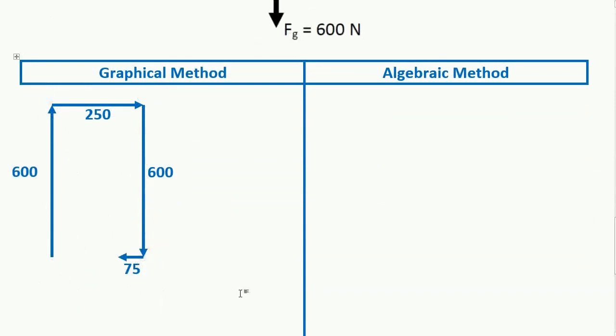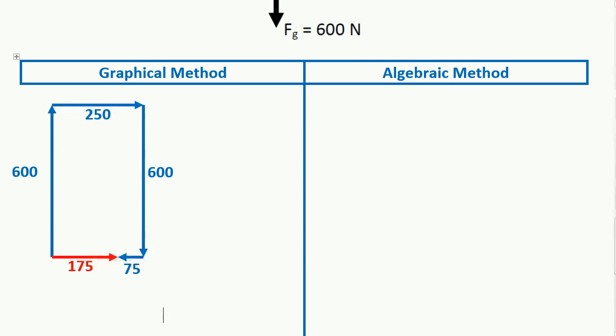Third thing to remember about adding vectors is that the answer we get is called the resultant, and it goes from start to finish. So I started over here, I'm finishing over here, so my resultant should look like that. And the reason I get this number 175 is you can see, well, I went 600 up and then 600 down, so those kind of cancel out. I went 250 to the right and then 75 back the other direction. So 250 minus 75 should give me the length of this gap, and that's 175.